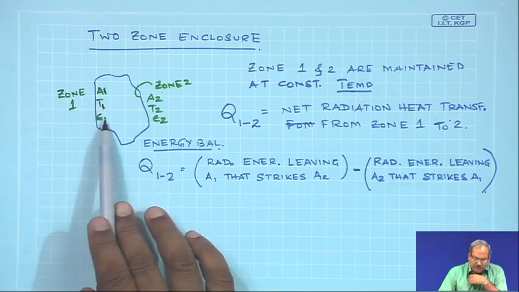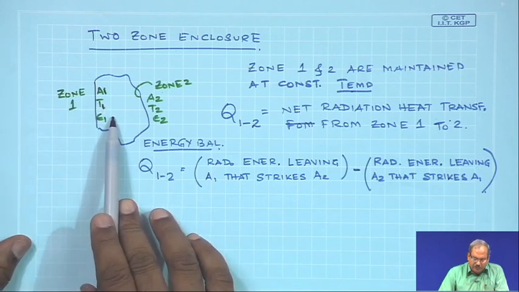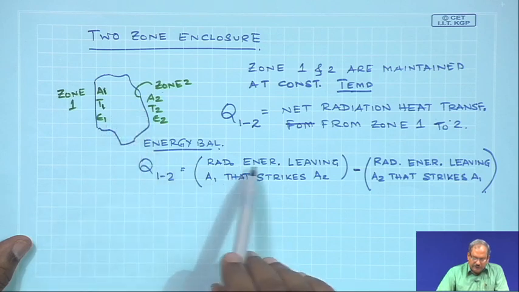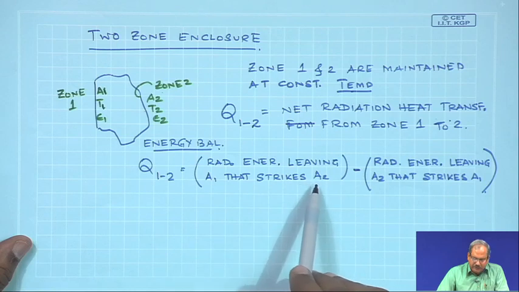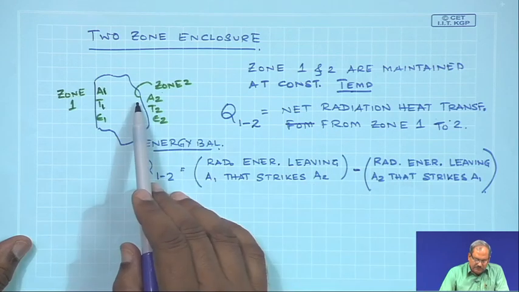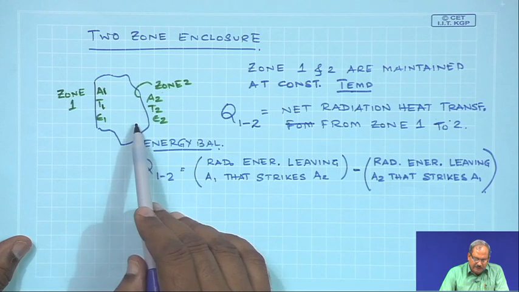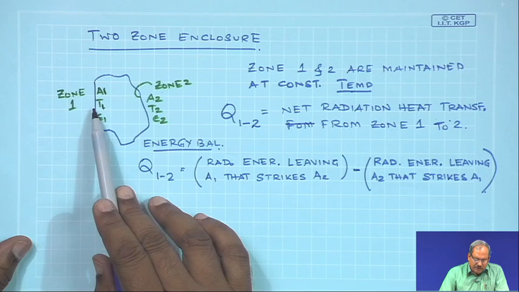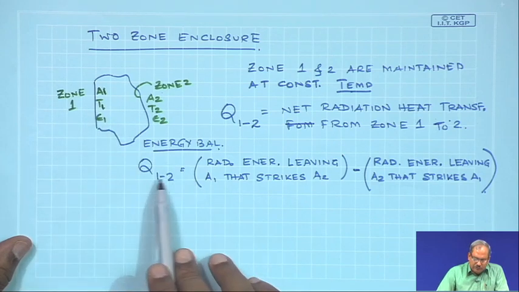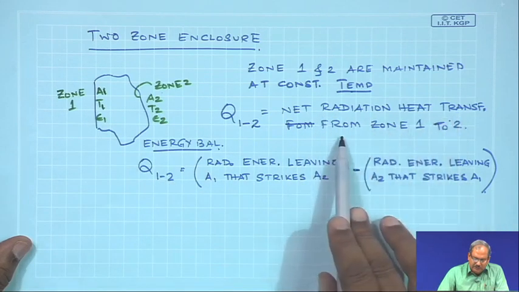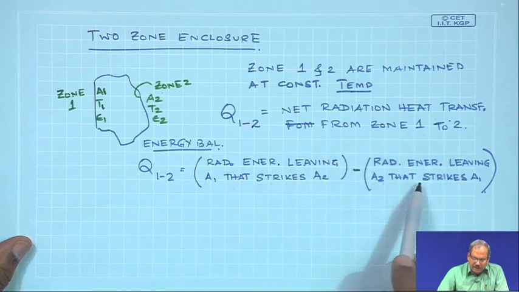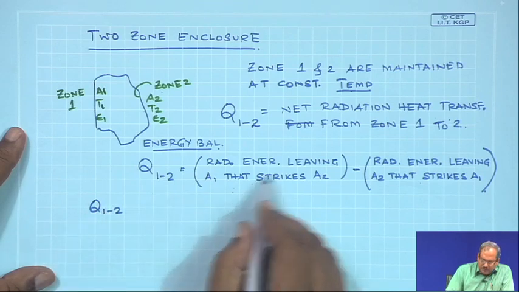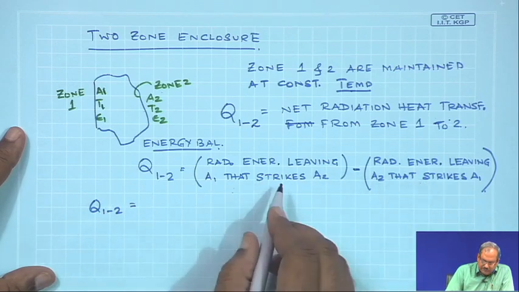So, some amount of radiative energy is coming out of A 1 and it is going to strike A 2. So, it is the radiative energy which is leaving A 1 that strikes A 2, and the other one is, 2 is also emitting energy, and a fraction of that energy may strike zone 1. So, Q 1 2, the net radiative heat transfer from 1 to 2, must be equal to this. Let us try to express this in terms of known quantities.